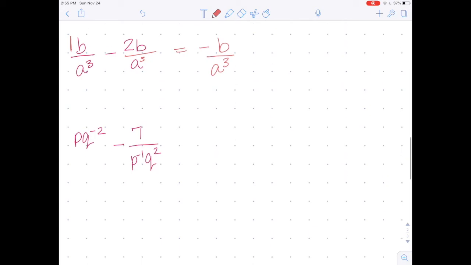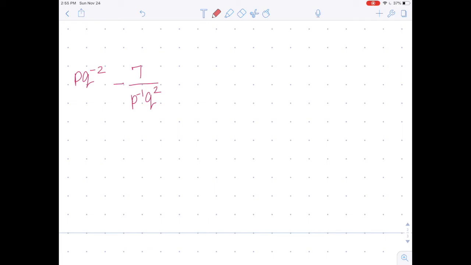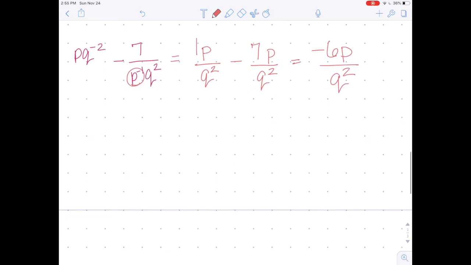This second example is a little bit more complicated because it has the negative exponents. But remember, we decided that it's easiest if you move the exponents first and then solve. So let's move that q to the negative 2 to the bottom. So we got q squared, minus 7, and the p to the negative 1 is going to move down, over q squared. Well, now they have the same denominator, and we can subtract these. So 1p minus 7p is negative 6p over, remember the denominator stays the same, q squared. That is all there is to it.